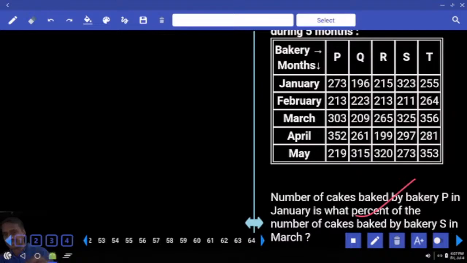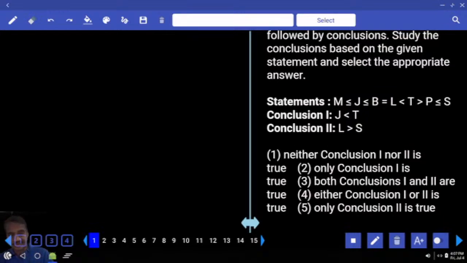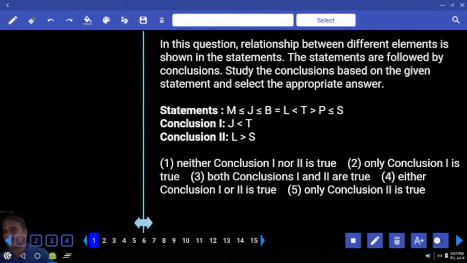Now, paper number 27, IBPS clerk. Question numbers 1 to 5 are based on inequalities. Is inequalities the first or the second priority? Definitely first priority. The relation between J and T: J is T, from J to T. Remove the symbol equal to, and which symbol is common? Less than. So J less than T, definitely true.